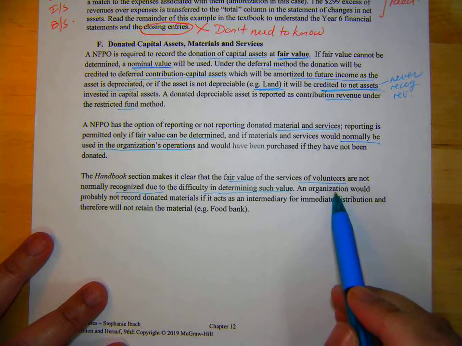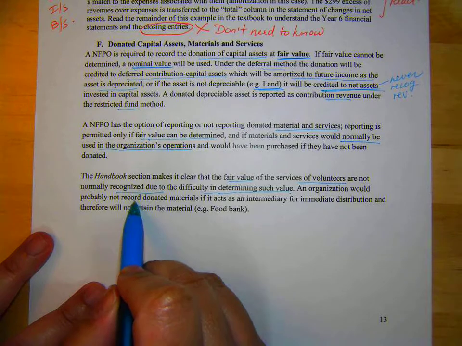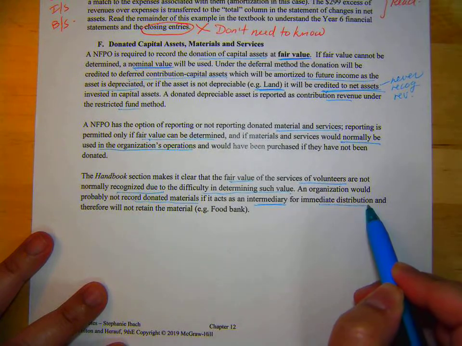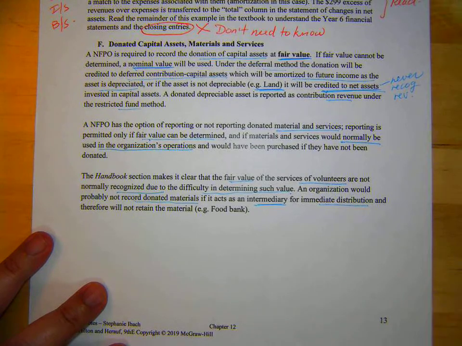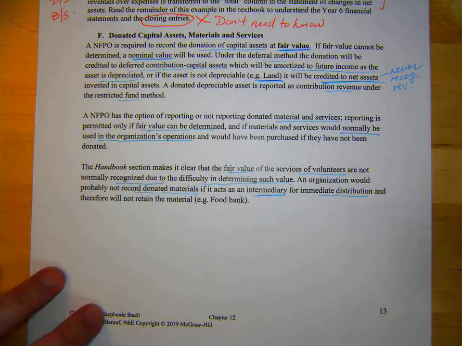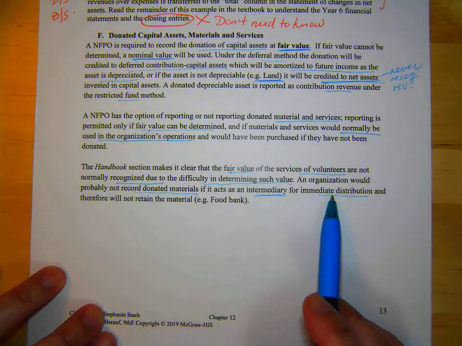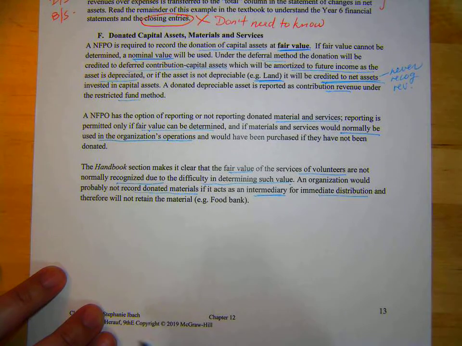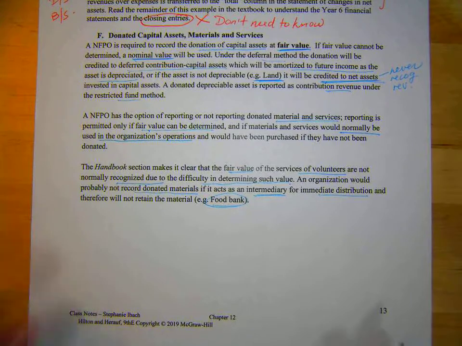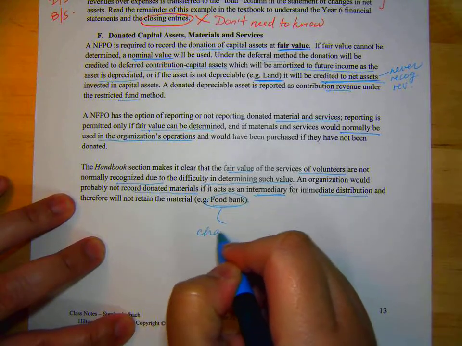Now, it says an organization would probably not record donated materials if it's an immediate distribution. So you know how some organizations collect socks and mitts and clothes for homeless people and then distribute them? They probably wouldn't record the donated material. And the example I gave also is a food bank, because generally in the past food banks did not record it. However, this has changed.